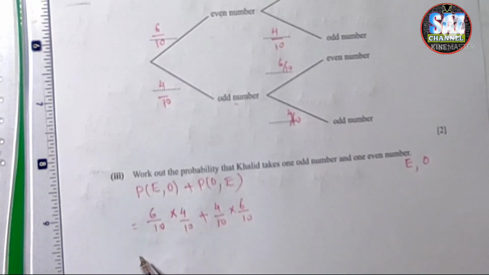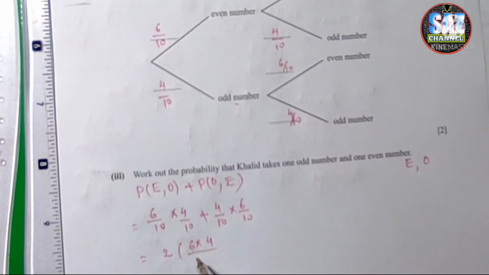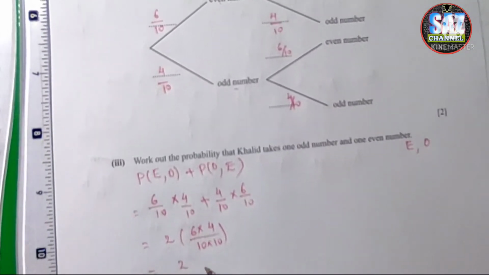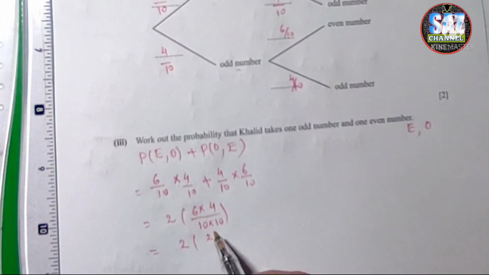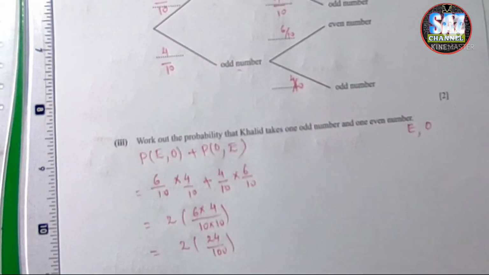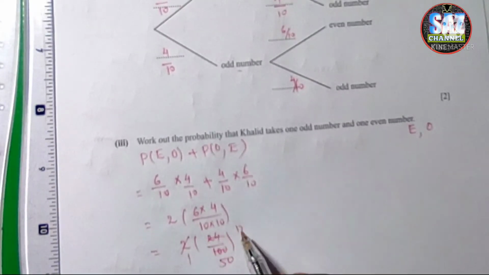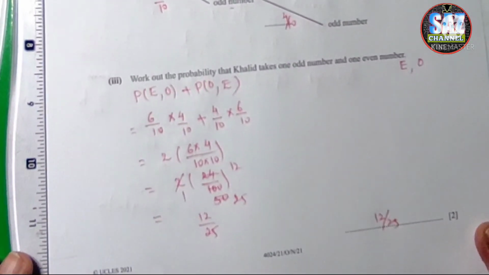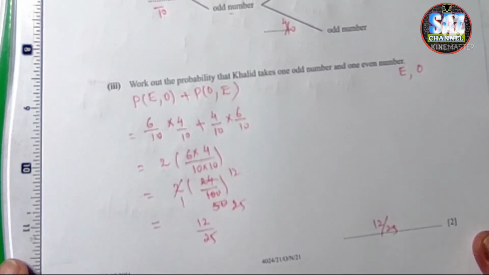Or what we can do is we can see that the terms are the same: 2 into 6 multiplied by 4 upon 10 multiplied by 10, which is equal to 2 into 24 by 100. So this will become 48 by 100, or we can go for simplification. It gives 12 by 25. So the answer for this part will be 12 by 25. I hope you are clear about this part, and let's move to the next part.